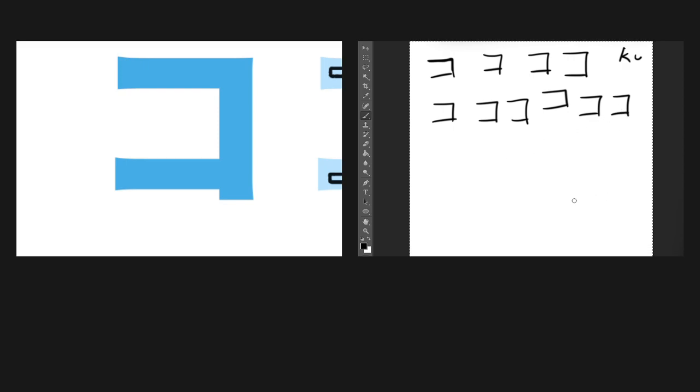This is ku. In hiragana, this was ku. And now this is ku. It's almost like a blockier ku that's facing the other direction. I don't know. Maybe that helps you. Maybe it doesn't.